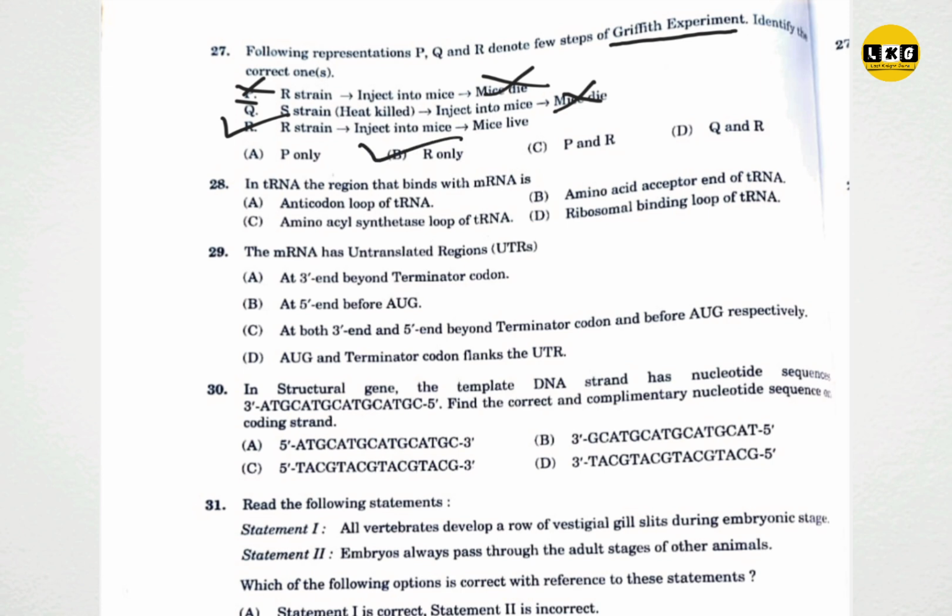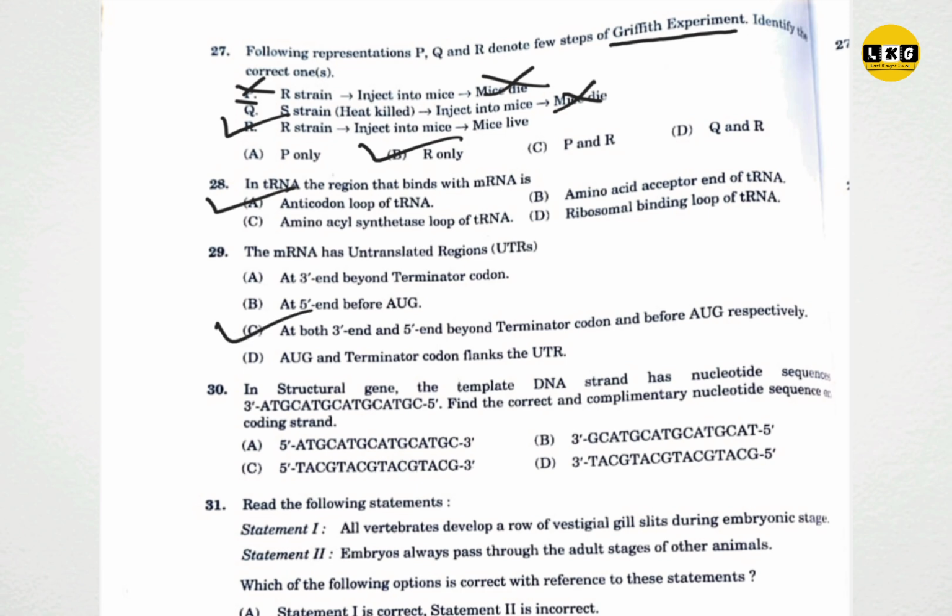Next, 28th. In tRNA, the region that binds with mRNA. So in tRNA, what do we call the region that binds with mRNA? Anticodon loop of tRNA. Next, 29. The mRNA has untranslated region, where, they are asking. So untranslated region in mRNA is found both in the 3' end and 5' end. So option C, what is it? At both 3' end and 5' end beyond terminator codon and before AUG respectively.